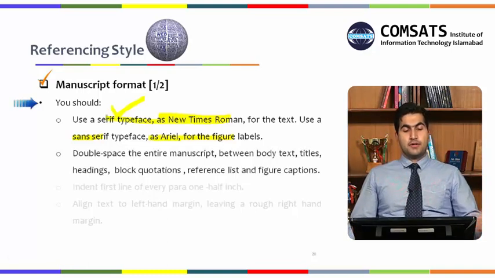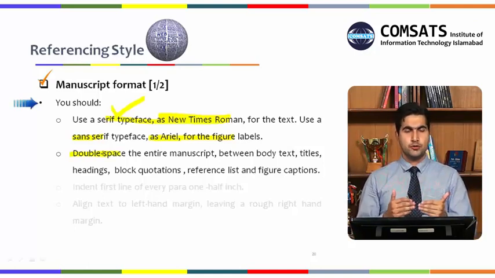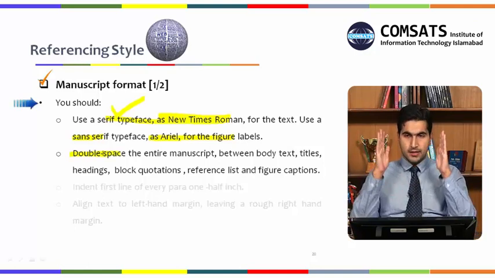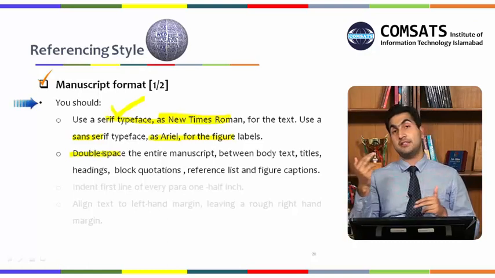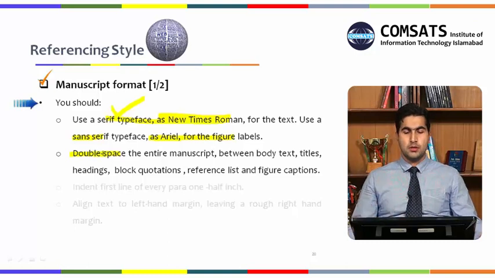The other thing to focus on in APA style is that you keep the line spacing at 2, or you can call it double space. The entire manuscript is double spaced, with line spacing being 2, between the body text, titles, headings, block quotation, reference list and figure captions as well.